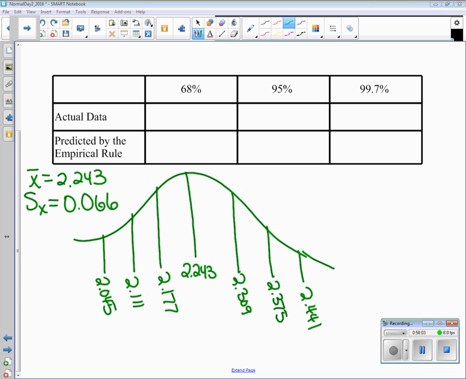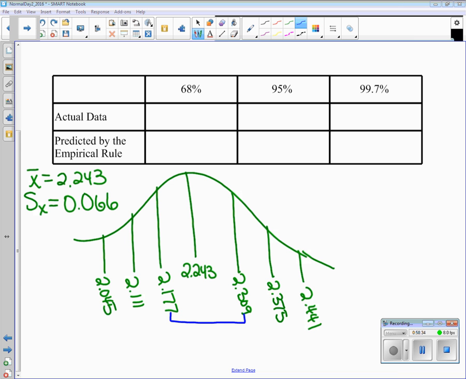This is just like last night's homework, right? What is it asking me, though? So it's saying that from here to here, 1 standard deviation above and 1 standard deviation below. Isn't that 68% of the data? Okay. So how many of these numbers are actually between 2.177 and 2.309?